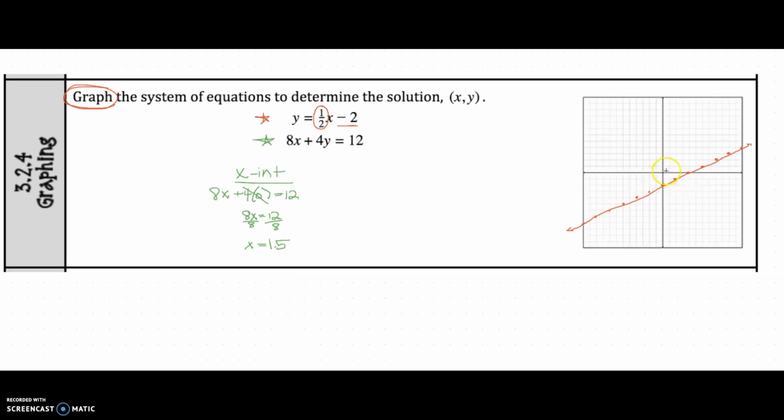So on the x-axis, I'm going to go over to 1.5, and I'm going to put a dot. Then I need to find my y-intercept. And to do that, I plug in 0 for x. So I have 8 times 0 plus 4y equals 12. 8 times 0 cancels out, and I'm left with 4y equals 12. And I divide to get my answer of y equals 3.